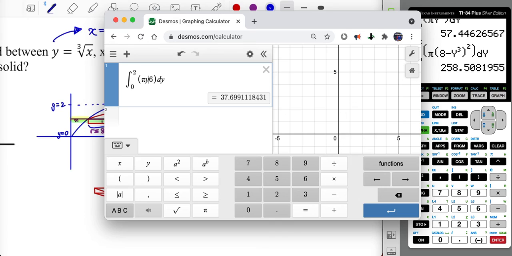All right, so we could double check on Desmos. I'm just going to steal the work here a little bit. 8 minus y cubed squared dy. And so there we go.